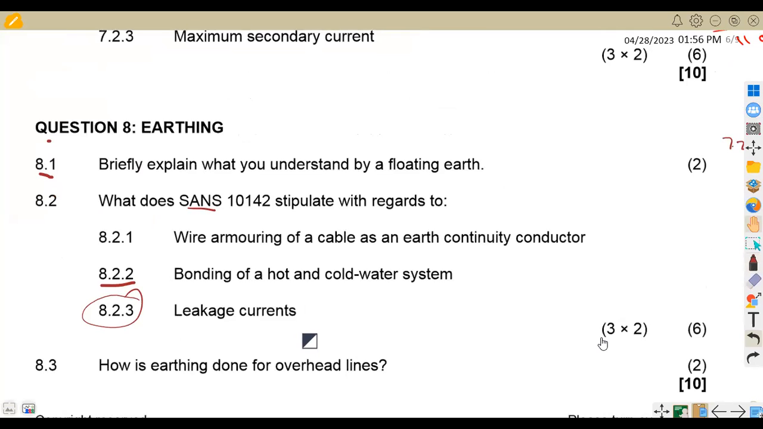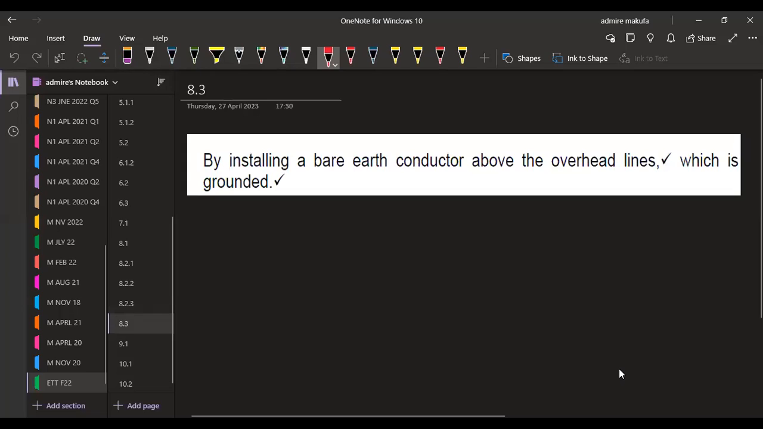Okay, on 8.3, how is earthing done for overhead lines? If we are dealing with overhead lines, how is earthing done? Okay, how do we apply the issue of earthing? Okay, so here I've got this part: by installing a bare earth conductor above the overhead lines, which is grounded. So by installing a bare earth, so once you've got a bare earth or a naked earth, then it can actually help in the issue of what?